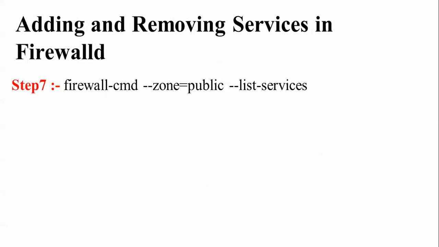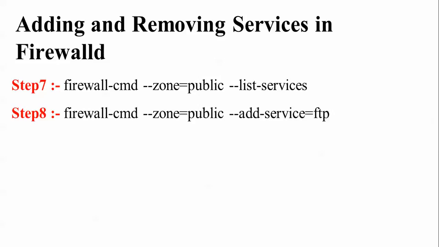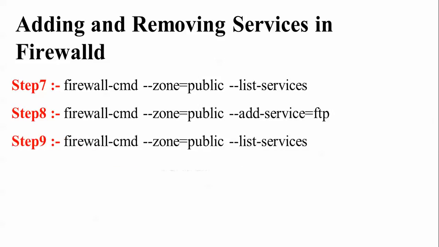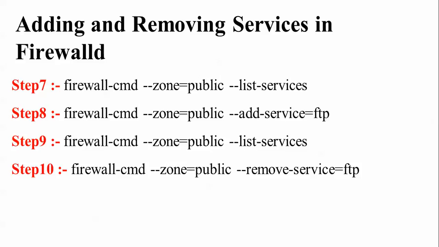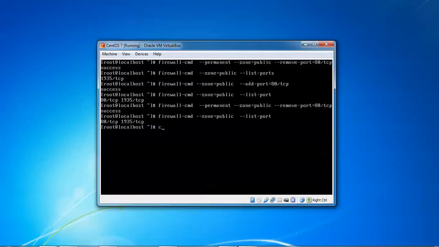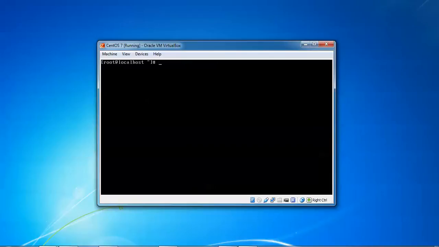Now I'm adding and removing services in FirewallD. For that, first of all we list the services, then add services like FTP, HTTP, VNC, then we list the services again, then we remove these services. So for that I'm clearing this first.